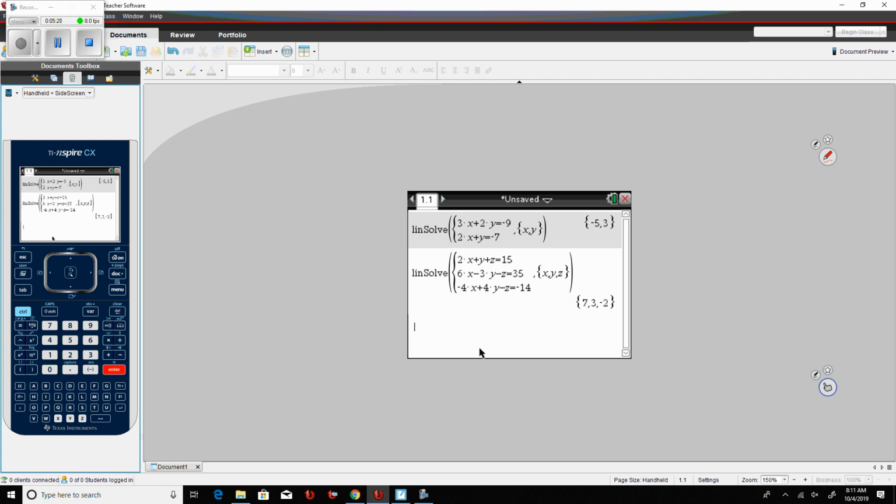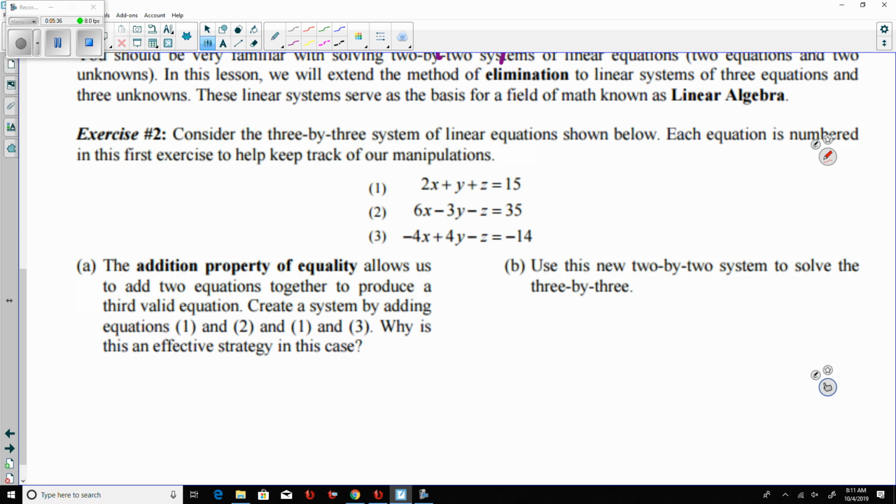7, 3, negative 2. I saw this on part 3 one time, part 4 even, I think. So it's worth a lot of points. So you already know the solution is 7, 3, negative 2. And you put it in order of x, y, z. I've seen it on part 1 where they just ask for the solution and they just want you to throw it in your calculator.